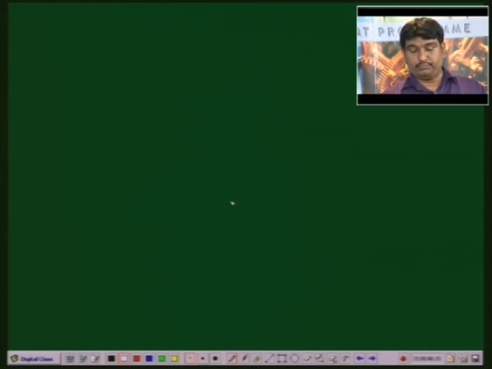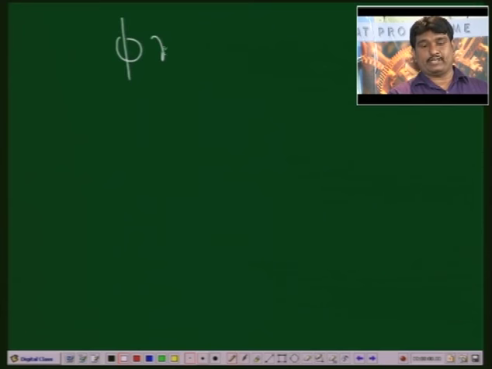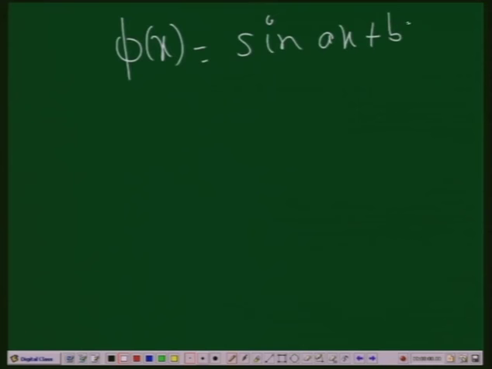You continue the procedure. Now suppose phi of x is sin of ax plus b or cos of ax plus b.